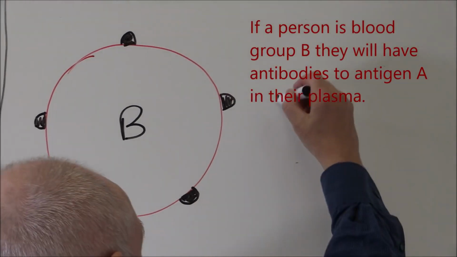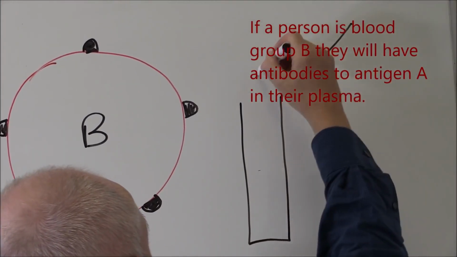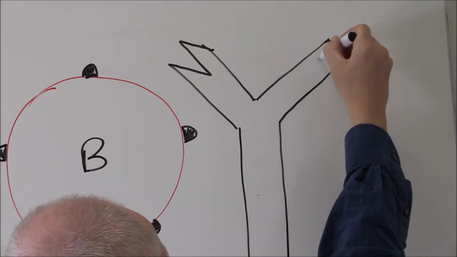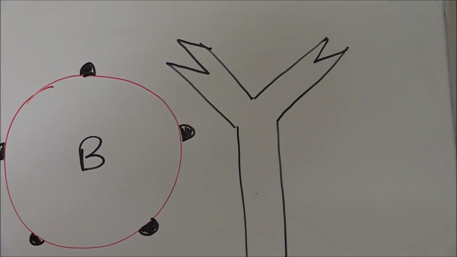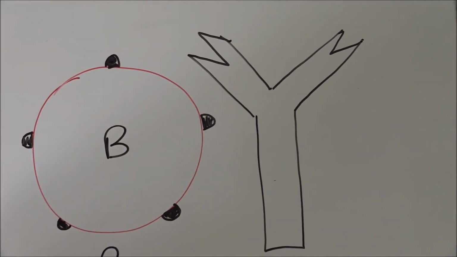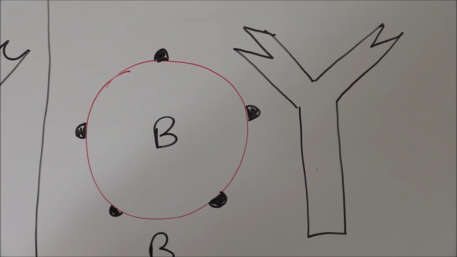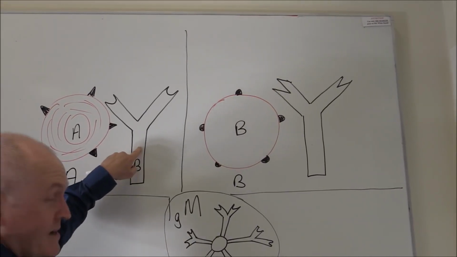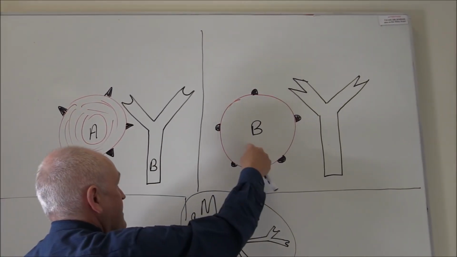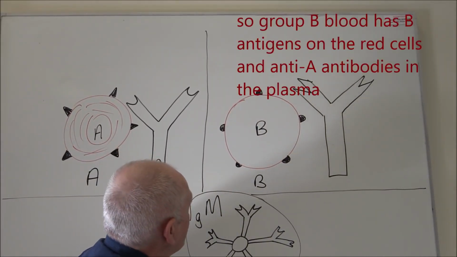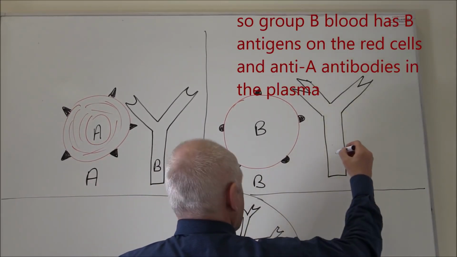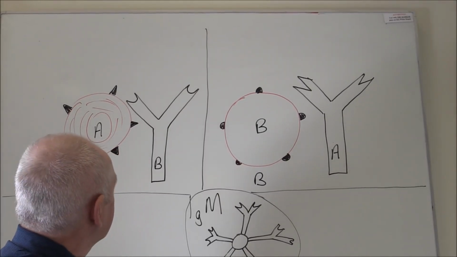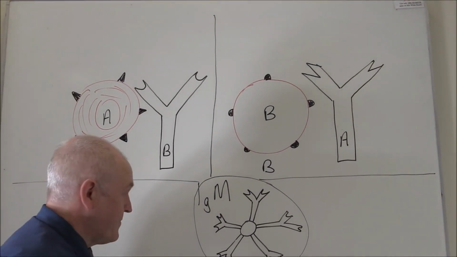And again, to simplify it, we can just draw one of the Y-shaped molecules, and these are A antibodies, so their end is going to be that shape, which of course is the reciprocal shape to the antigen we drew on the red cell, which was group A. So group A blood, A antigens, B antibodies. Group B blood, B antigens on the red cells, and this is an anti-A antibody, an anti-A immunoglobulin.